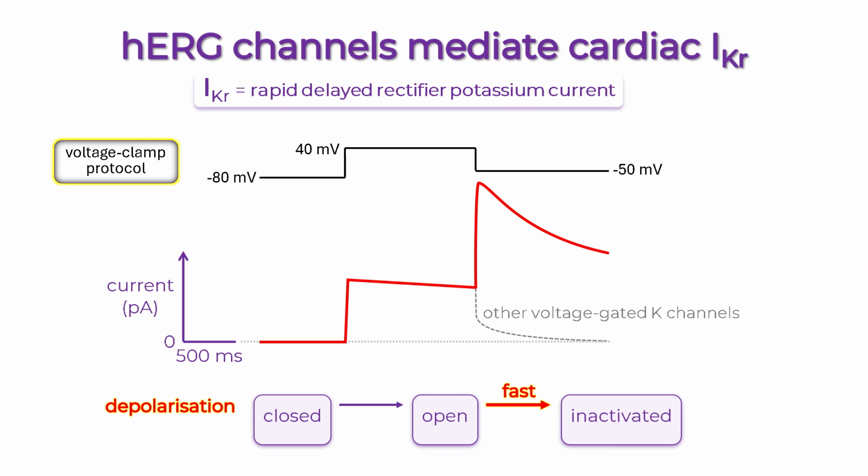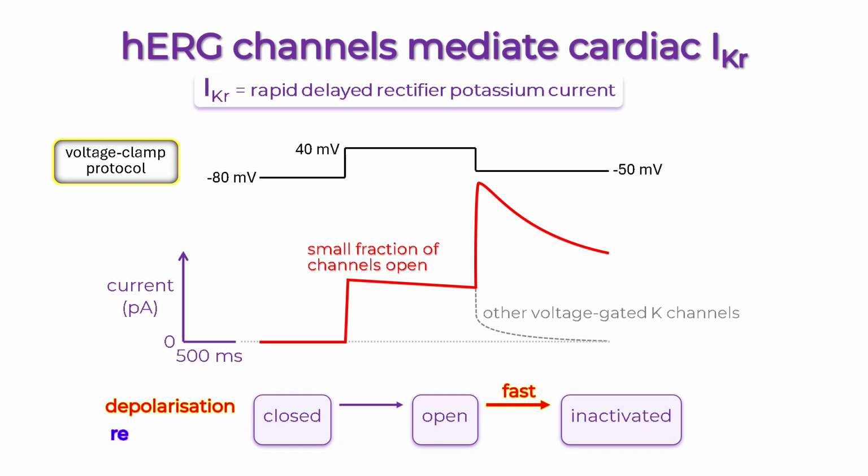So fast that channels inactivate more quickly than they open. As a result, the current measured during depolarization reflects only a small fraction of channels that are open. Most are inactivated and non-conductive.